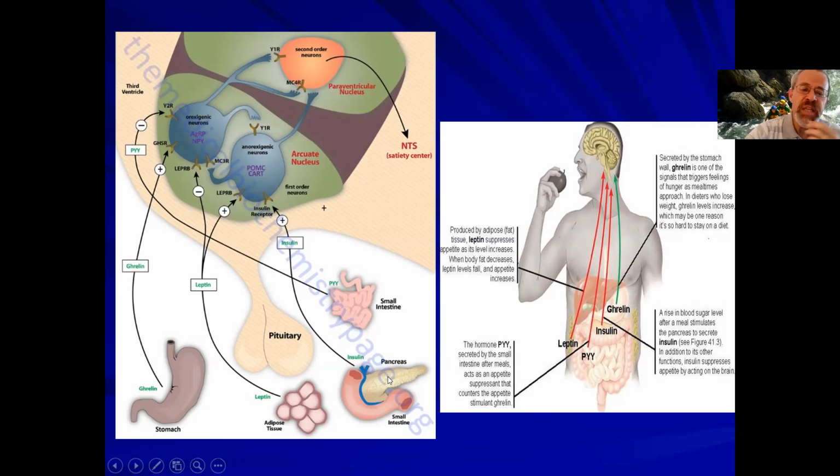So insulin stimulates these anorexigenic neurons, which stimulates the release of alpha MSH. Leptin does the same thing. So anyway, hopefully that clarifies it. If that didn't clarify it, this pretty much does the same thing. You notice the red, leptin, PYY, and insulin, are negative, and ghrelin is positive as far as appetite.